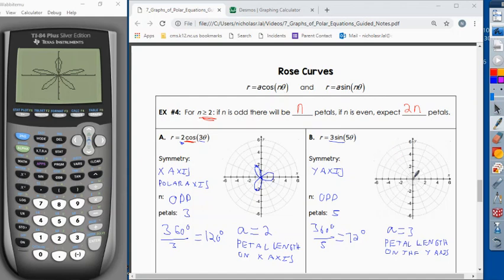So we go 1, 2, 3. One, two, three, and it's hard to guesstimate 72 degrees, so I'm just trying to approximate where the petals would go. And there you go.